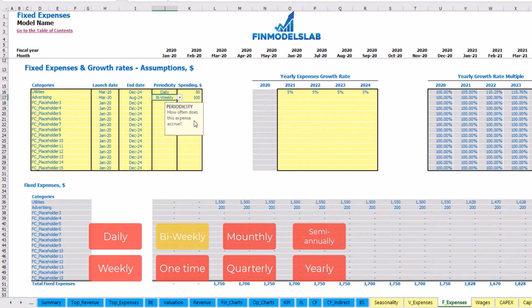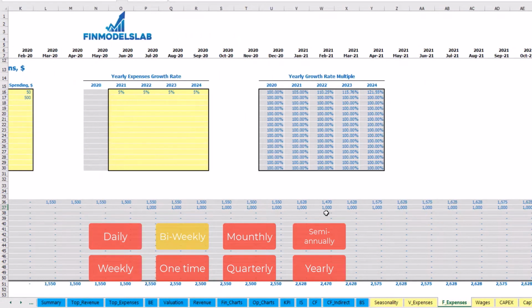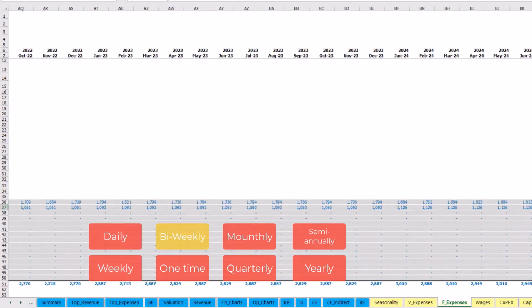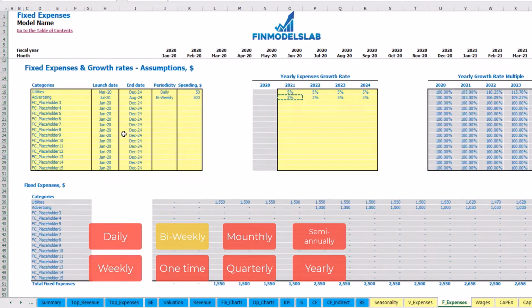Another option is bi-weekly, for example $500. You can start from July, for example, and you will have 2 bi-weekly payments within the month. $500 multiplied by 2, you have $1,000 per month. Again, you can input some growth rate and you will see that your advertising expenses will grow year over year till August 24, which is the last date of this expense type.